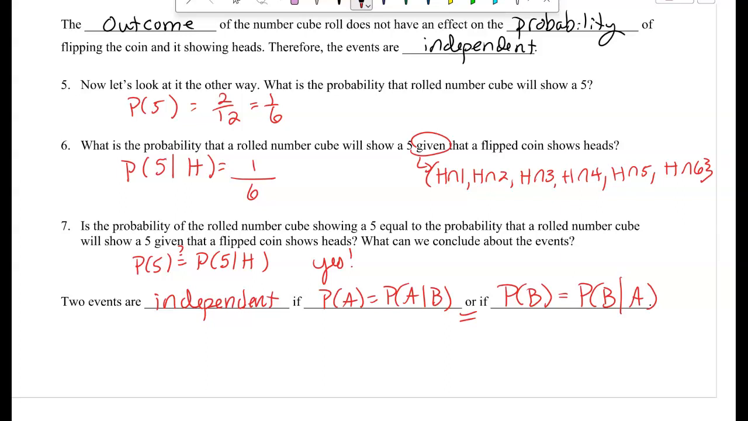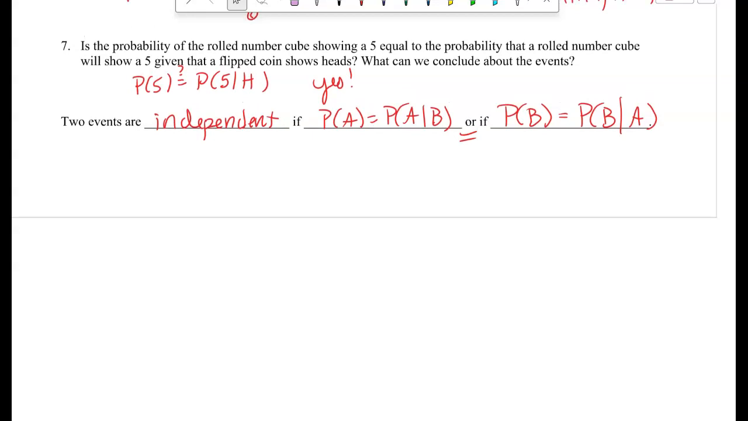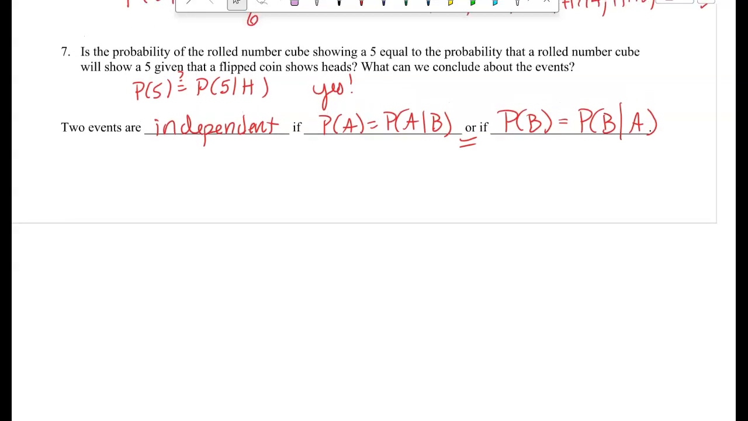Let's do some examples. Are you guys ready to do some examples? All right. So let's have a little bit of fun. I'm trying to figure out a good example without making this too hard. All right. How about if we do a deck of cards? Can we do a deck of cards?